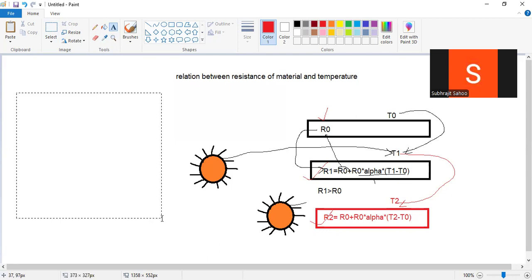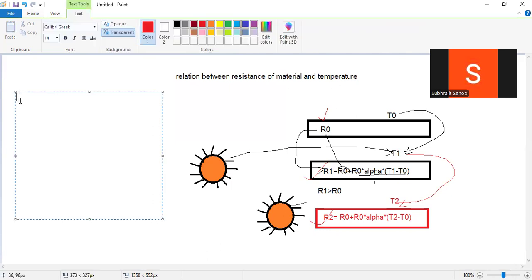Observe. What is the R2 value I got? R2 equals R naught plus R naught alpha into T2 minus T naught, right? What is the R1 value you got?